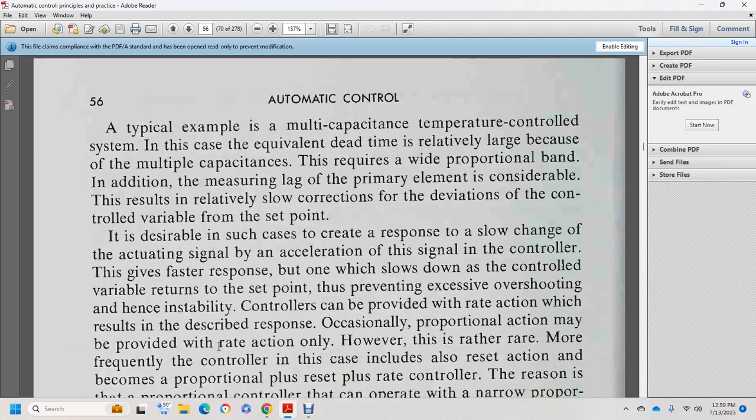In such a case it is desirable to accelerate the actuating signal over the control, giving a fast response, which would slow down the control as the variable returns to the set point, preventing overshoot and the danger of instability of the control. This is provided with rate action.